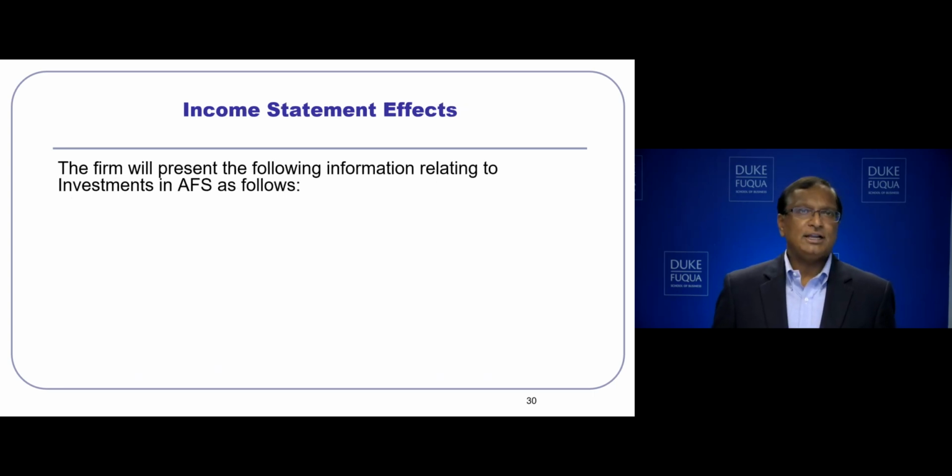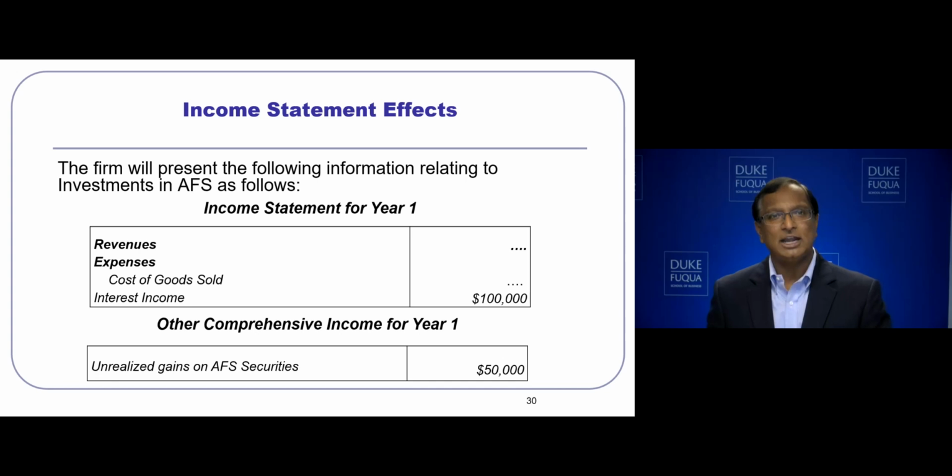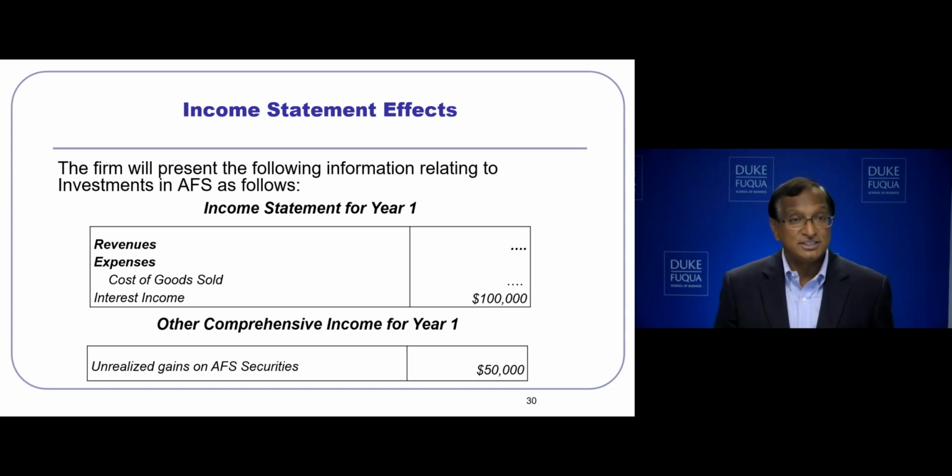Now let's talk about the income statement effects. There is interest income of $100,000, but there is no unrealized gain in the income statement. However, remember that there is another income statement called Other Comprehensive Income, and there the unrealized gains on these AFS securities of $50,000 are parked. So investors can still see the unrealized gains on these securities, except it is not part of the net income.